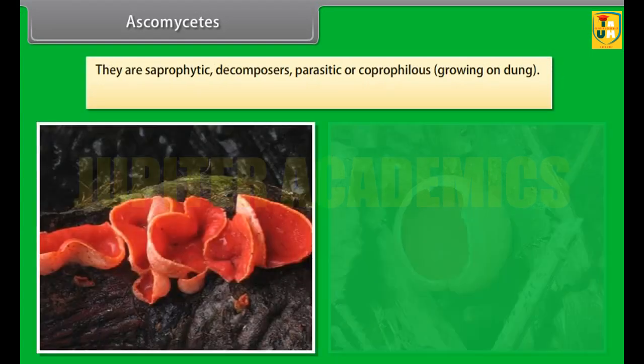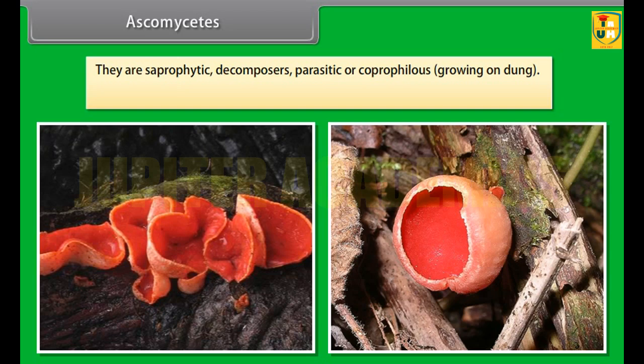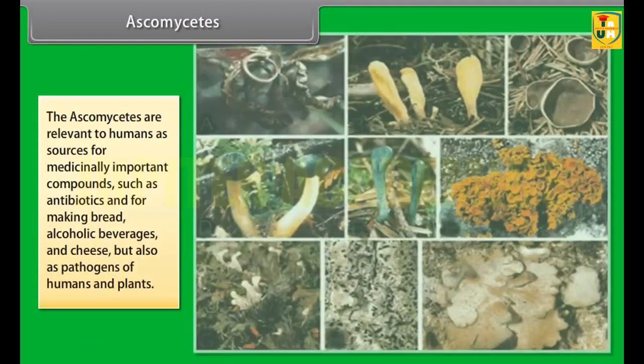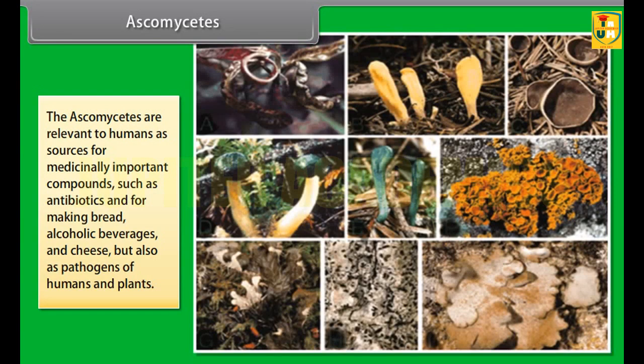They are saprophytic decomposers, parasitic or coprophilous, growing on dung. Mycelium is branched and septate. The ascomycetes are relevant to humans as sources for medicinally important compounds such as antibiotics and for making bread, alcoholic beverages, and cheese, but also as pathogens of humans and plants.